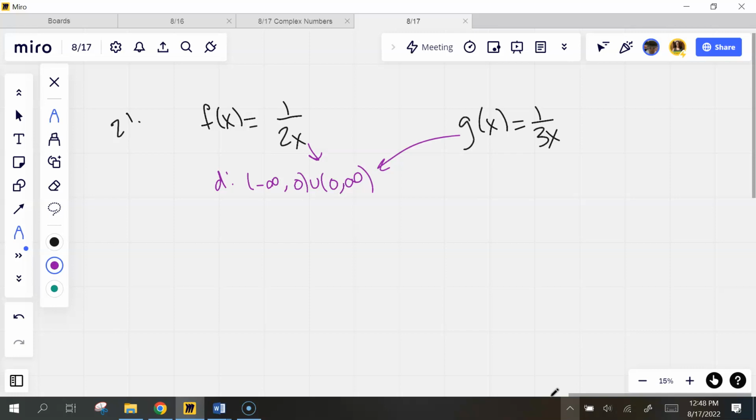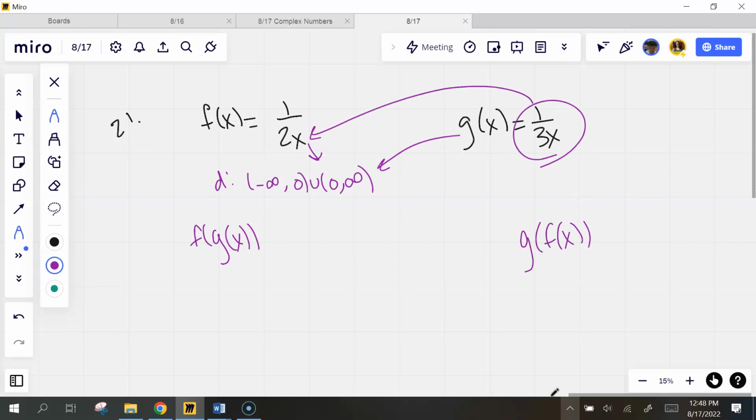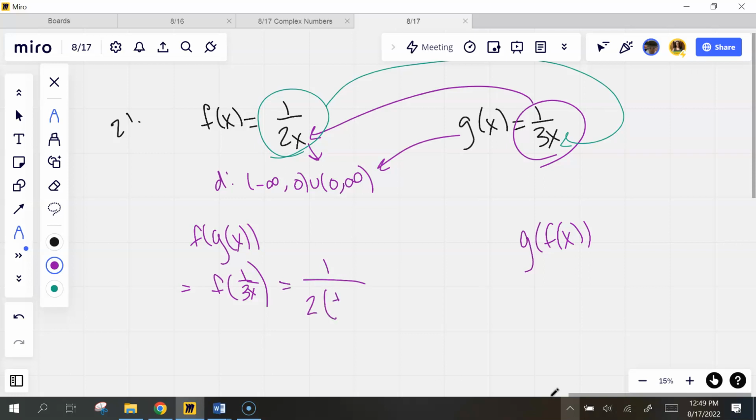Alright, so now I have to do f of g of x and g of f of x. The first one I'm taking this and replacing the x, and the second one I'll take this and replace the x here. Alright, f of g of x. F of 1 over 3x. Is it 1 over 3x or 1 over 3? It's 1 over 3x. So 1 over 2 times 1 over 3x.